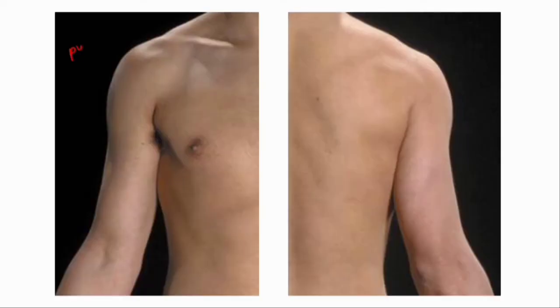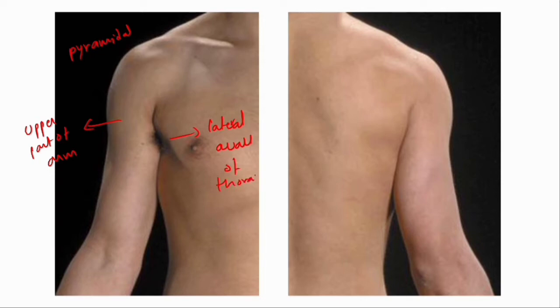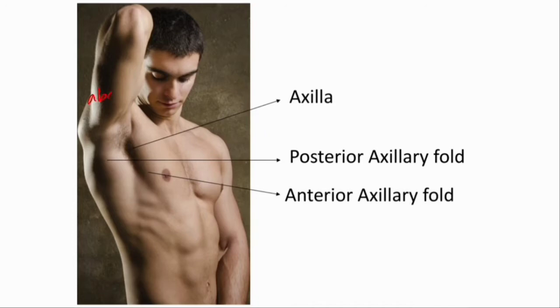Coming to the location, axilla is a pyramidal space located between the upper part of arm and the lateral wall of thorax. In adducted position of arm, the axilla forms a narrow space where a definitive armpit is not seen. Whereas in abducted position of arm, the axilla forms a definitive armpit bounded anteriorly by the anterior axillary fold and posteriorly by the posterior axillary fold.